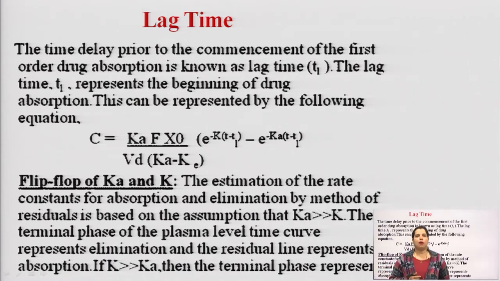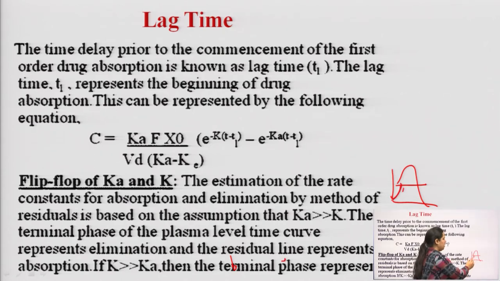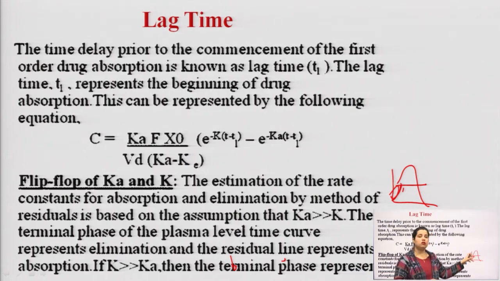After volume of distribution, lag time is also an important part. The time delay prior to commencement of first order drug absorption is known as lag time. The lag time t0 represents the beginning of drug absorption. This can be represented by the following equation. At this point of time we have given the dose, and the onset of action starts from a later point. This period prior to absorption is considered the lag time; it represents the beginning of the onset of action, that is, the drug starts absorbing into the systemic circulation.